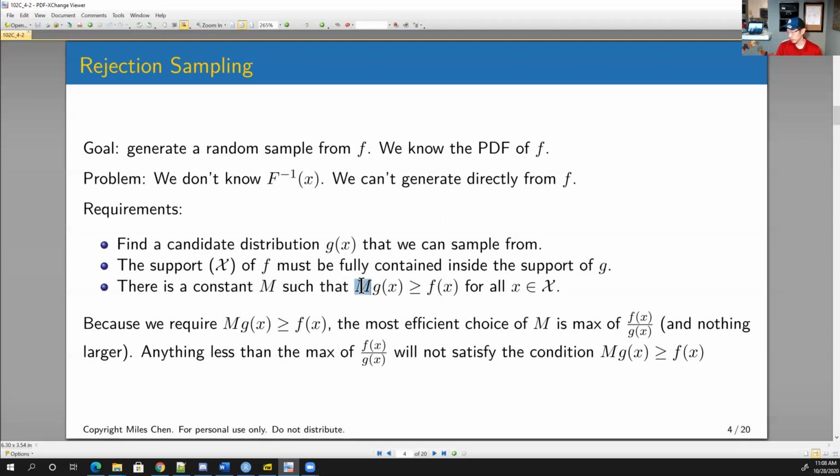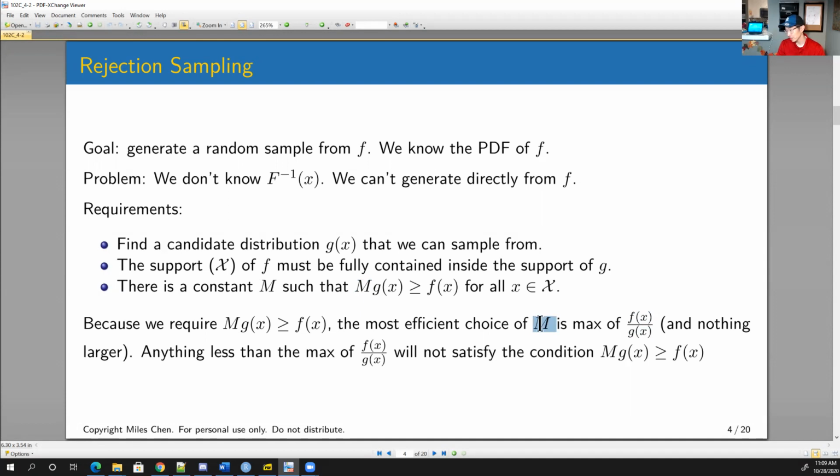And so, you want to pick an M that is going to satisfy this criteria, but you don't want anything bigger than that, okay? If you pick an M that's any bigger than that, your scaling factor is going to be too large, and you're going to be throwing away a bunch of values. So the most efficient choice is going to be find the maximum value of f of x divided by g of x, okay? Anything bigger than that, it becomes inefficient.